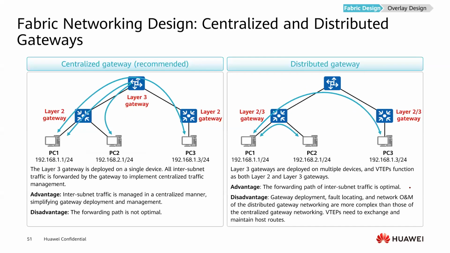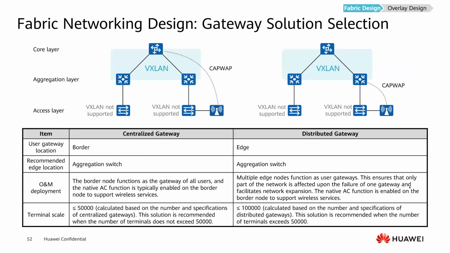Also, for the centralized and the distributed gateways, it's just about who will be regarded as the layer 3 gateway. I think you already know this from yesterday's introduction about VXLAN. You can choose the gateway solution, centralized or distributed. For the centralized, you do unified management on the border node. And for the distributed, each of the different edges is regarded as a layer 3 gateway, so it avoids the suboptimal path for the traffic interconnection.